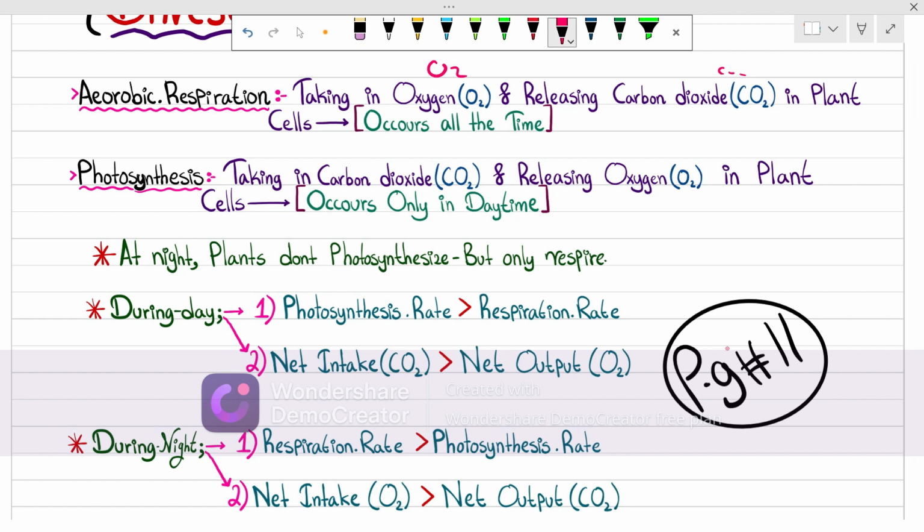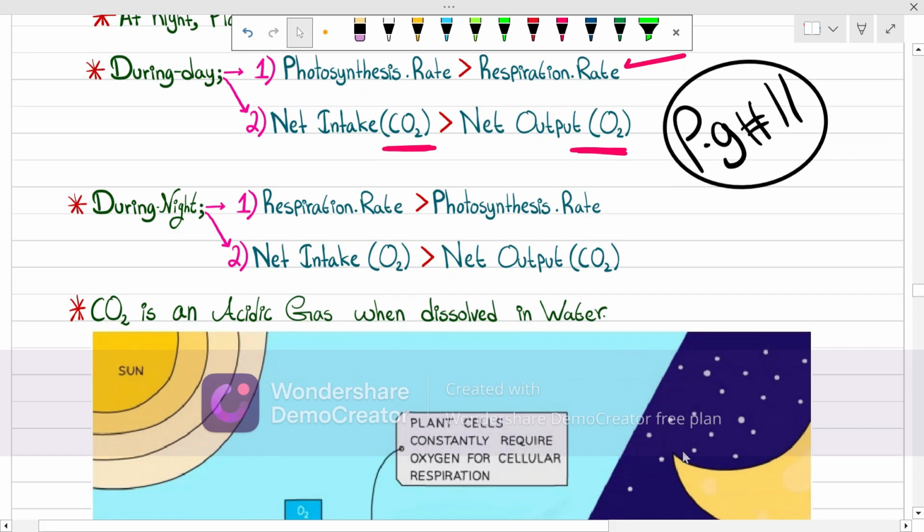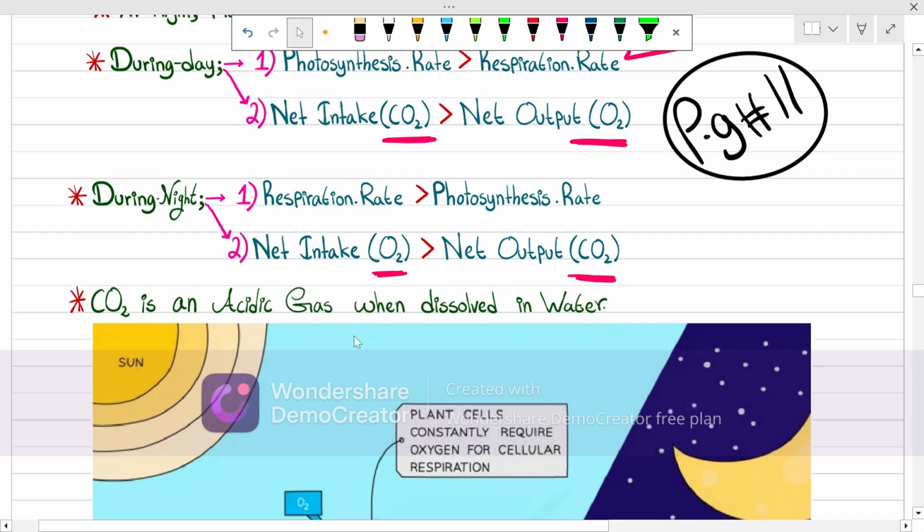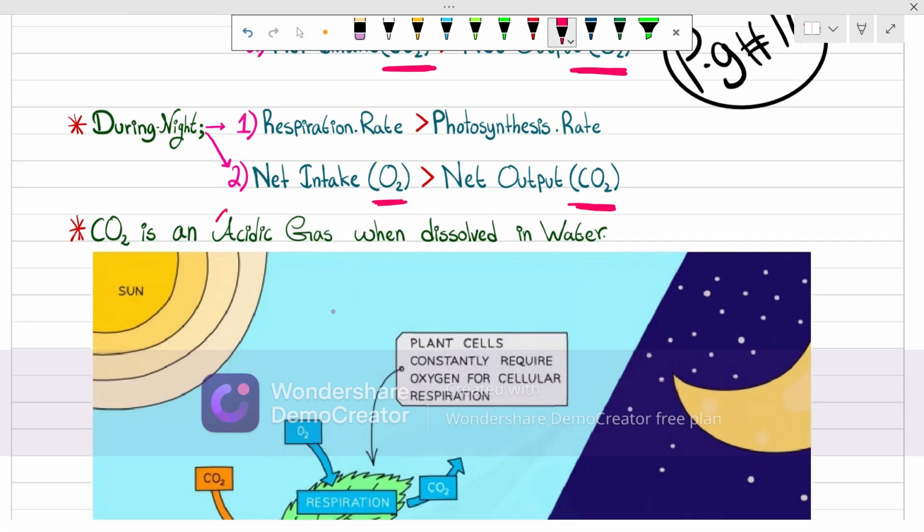During the day, photosynthesis rate is greater than respiration rate. Net intake of CO2 is greater than net output of oxygen. While during the night, respiration rate is greater than photosynthesis rate. Net intake of O2 is greater than net output of CO2. A short fact: CO2 is an acidic gas when dissolved in water.